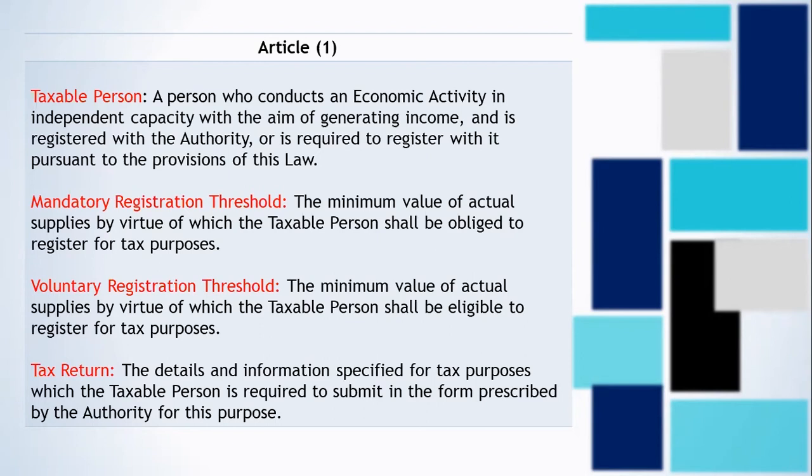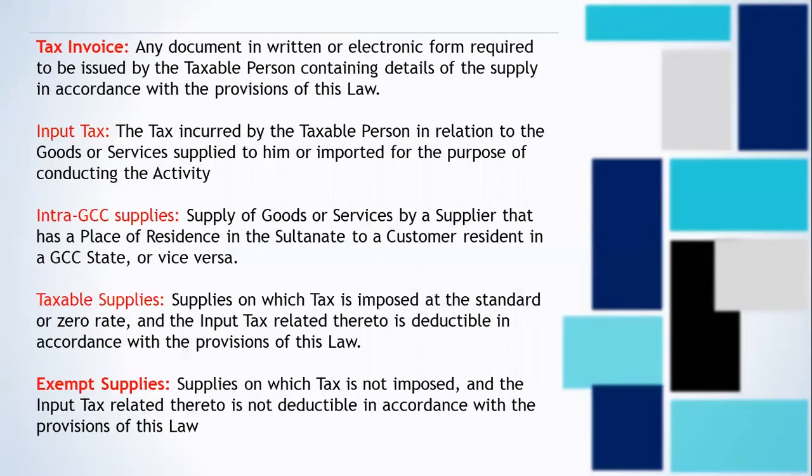Now comes the fourth part, tax return. All the details and information specified for tax purposes, which are required to be submitted by the taxable person in the form that will be prescribed by the authority shortly, is the tax return. So basically, it is the VAT return that needs to be submitted by the taxable person to the VAT authorities.